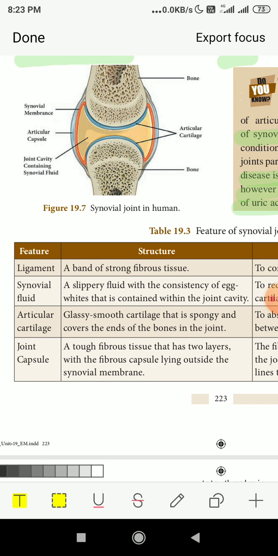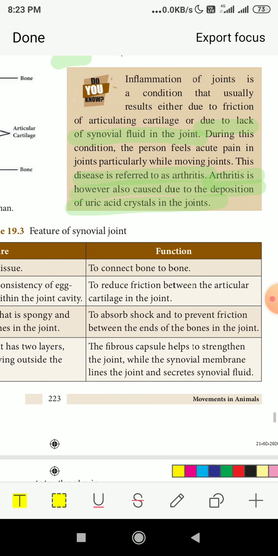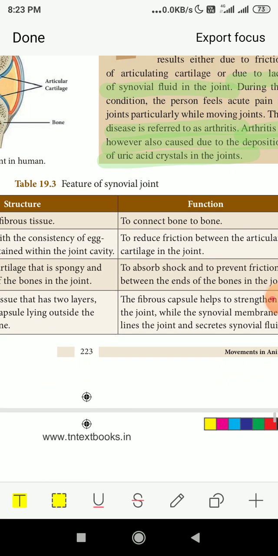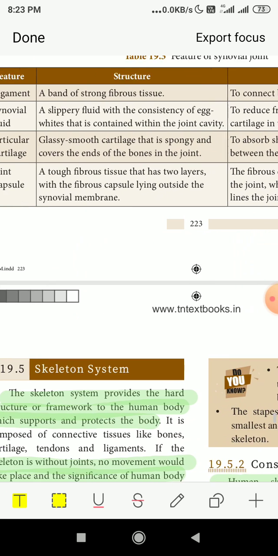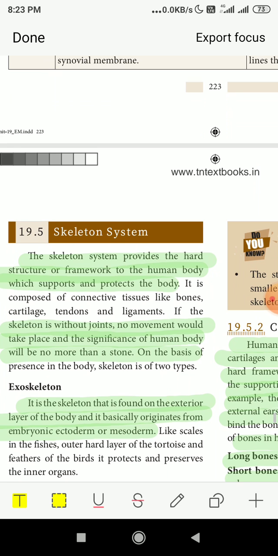A tough joint capsule, a tough fibrous tissue that has two layers, with the fibrous capsule lying outside the synovial membrane. Its function: the fibrous capsule helps to strengthen the joint, while the synovial membrane lines the joint and secretes the synovial fluid. So these are the different features of each synovial joint: ligament, synovial fluid, articular cartilage, and what is its function.